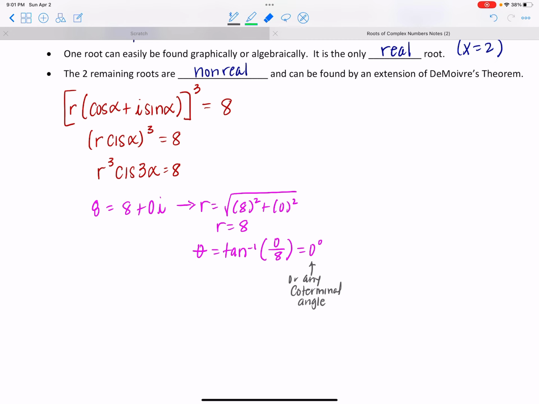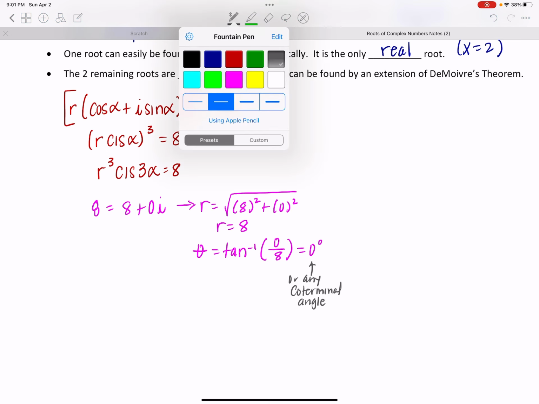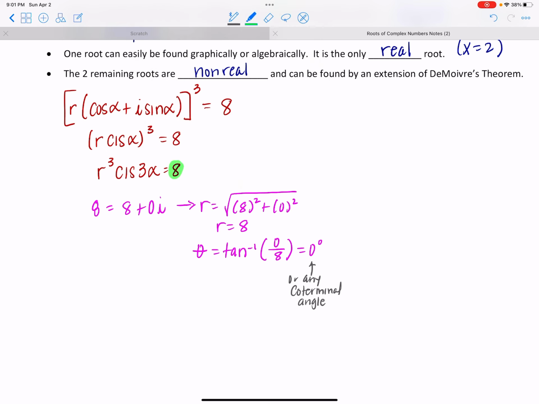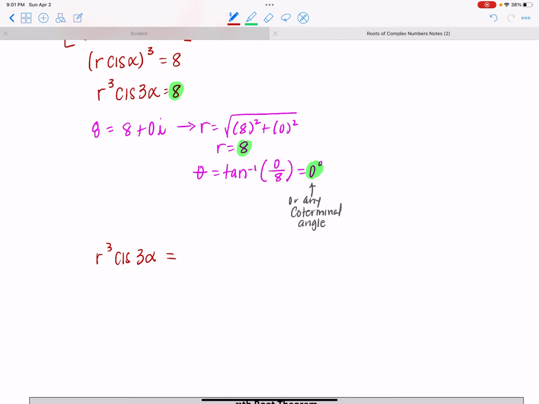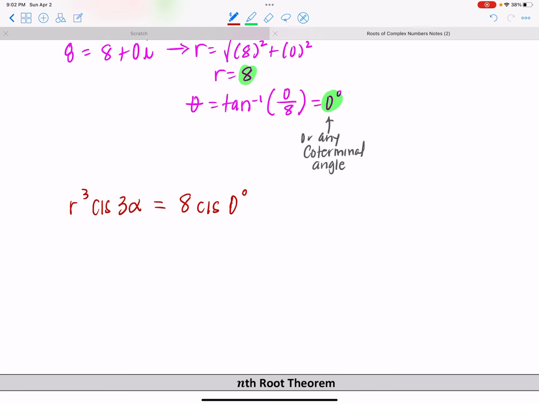Okay? So now, a little trickery here, I'm going to replace the 8 with what it's equal to, which is going to be our r cis theta. So in this case, I can rewrite this. I have the r cubed cis 3 alpha on one side, and on the other side, in place of 8, I'm going to put its polar form, which is going to be 8 cis 0 degrees. Okay? Which now helps me to solve. I can see if these two forms have to be equal, that the r cubed that's here has to be equal to the 8 that's here. And let me change colors.